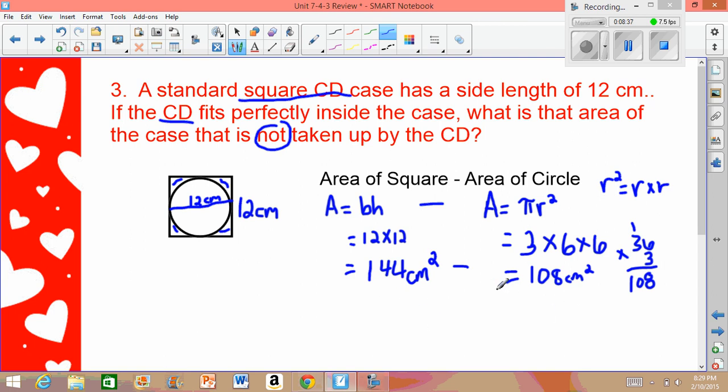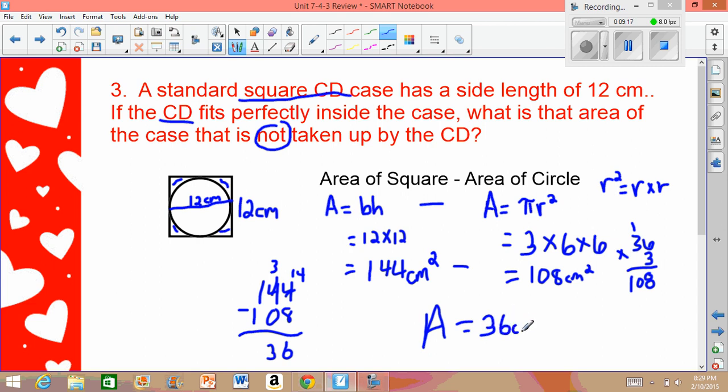So now I'm going to subtract 144 minus 108. So our area of our square, take out the area for our CD. So I got to do some borrowing here. That becomes 3. This is 14. So 14 minus 8 is 6. 3 minus 0 is 3. And 1 minus 1 is 0. So the area that is left outside the CD is approximately 36 centimeters squared.